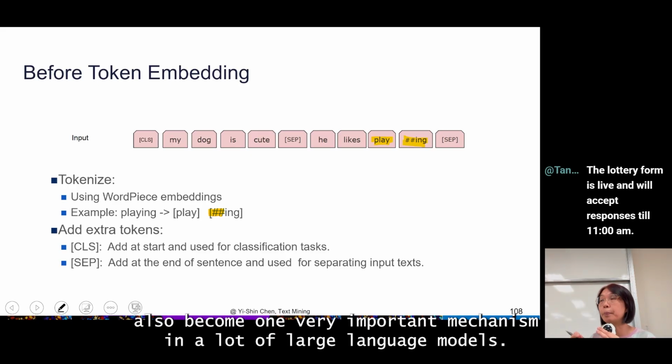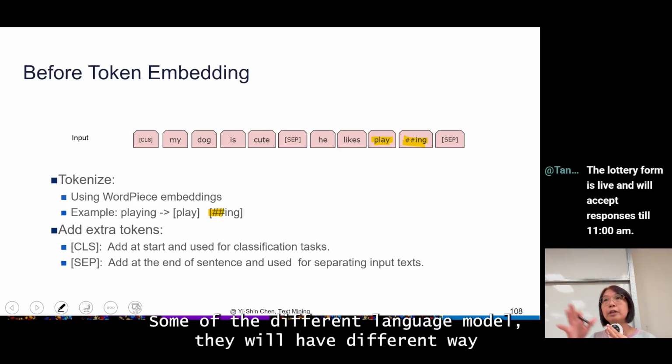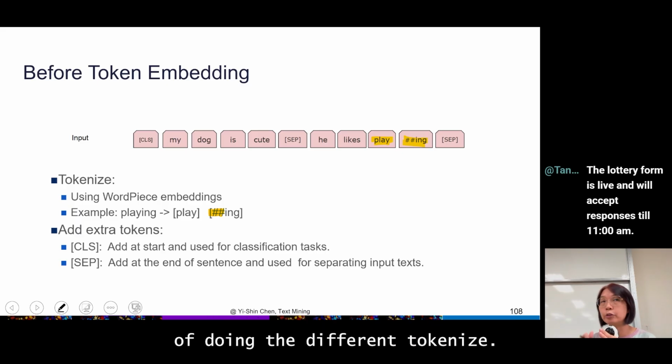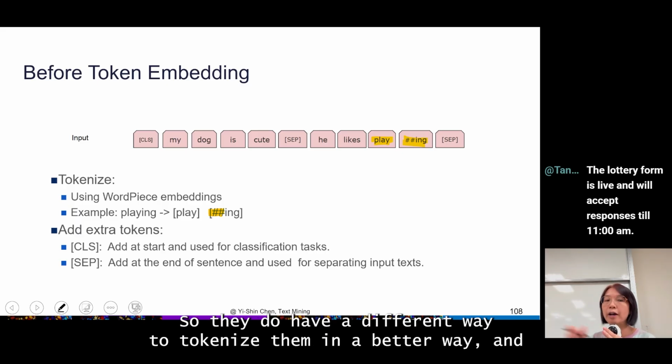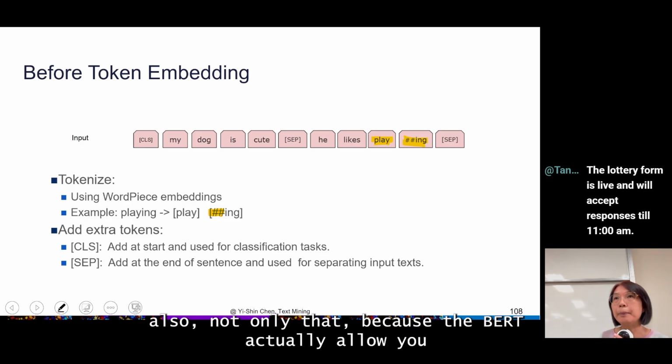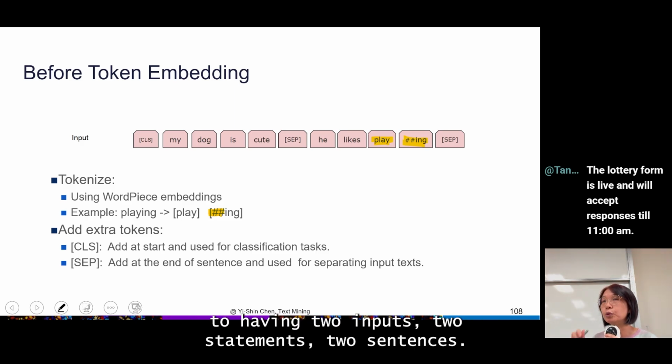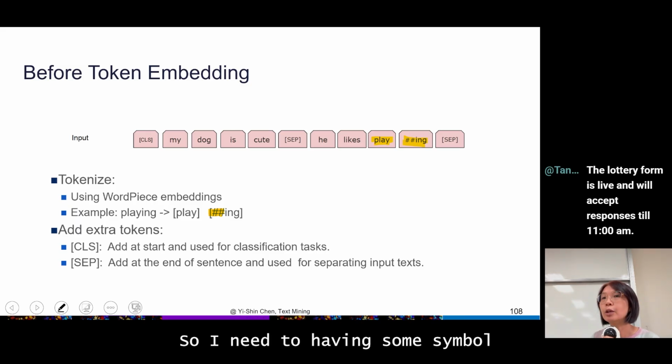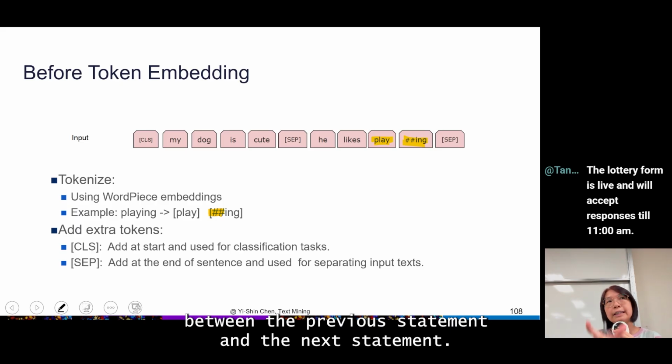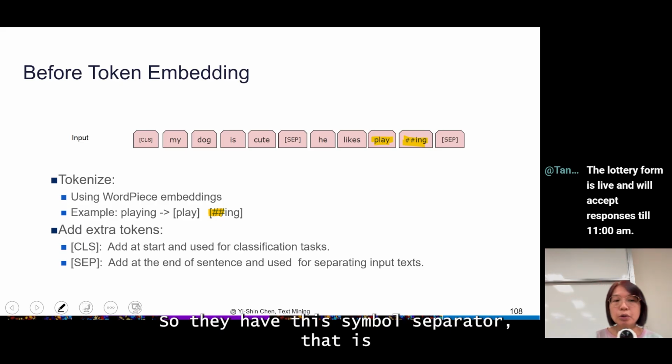And the tokenizer also becomes a very important mechanism in a lot of large language models. Different language models have different ways to tokenize in a better way. Also, because BERT allows you to have two inputs, two statements, two sentences, I need some symbol to represent the separation between the previous statement and the next statement. So they have this symbol, the separator.